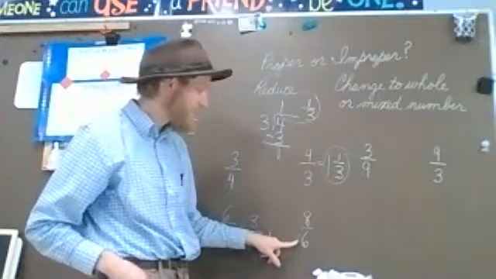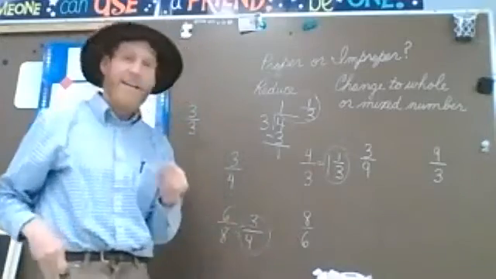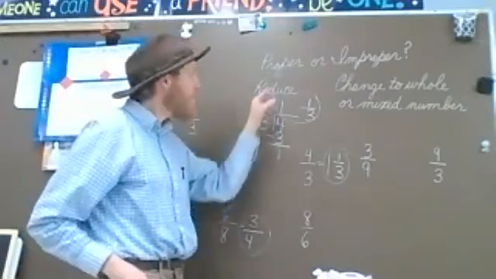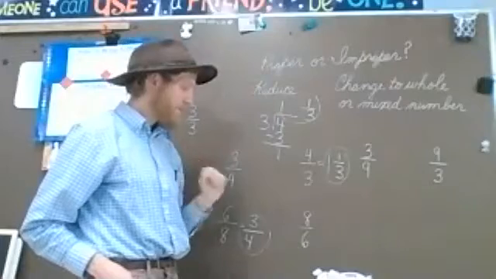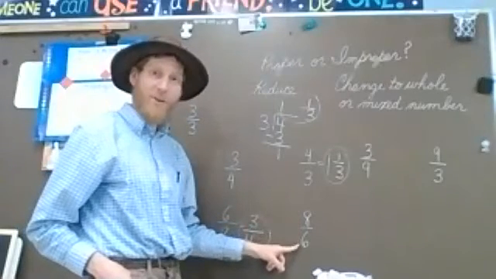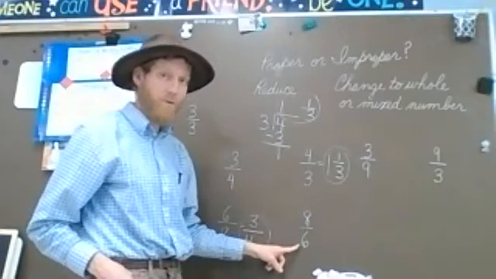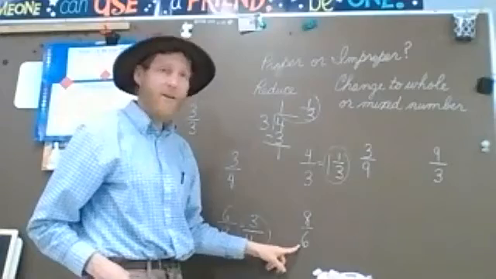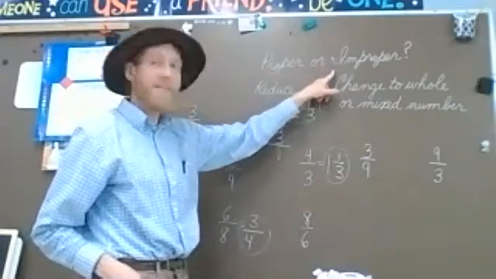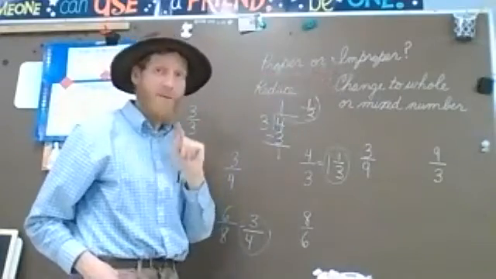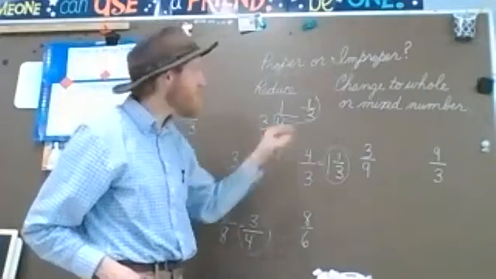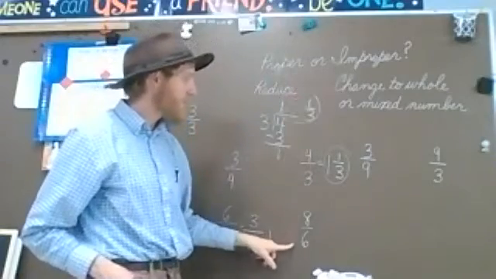Now let's look at this one. 8/6. Is that proper or improper? Is the denominator larger? No, it is not. Therefore, it is not proper, it is improper. So, if it is improper, what do we do? Change to a whole or mixed number.